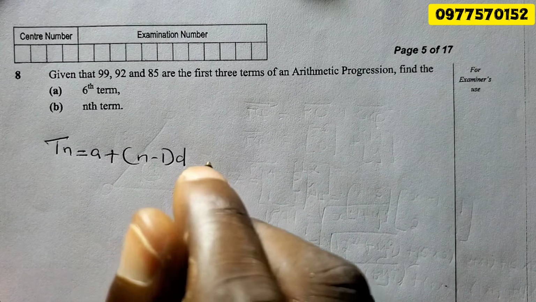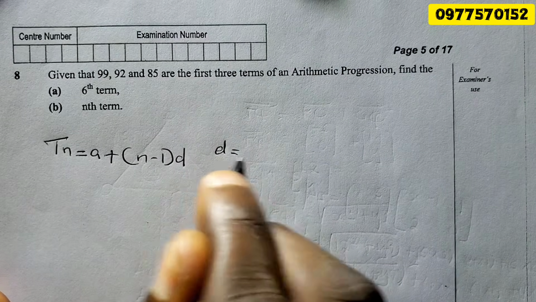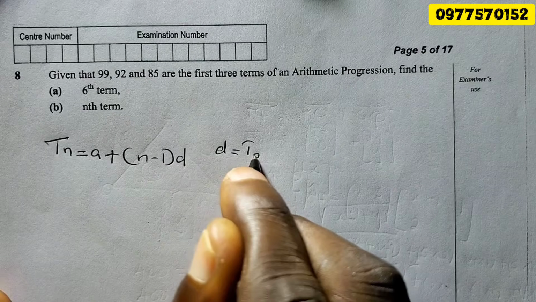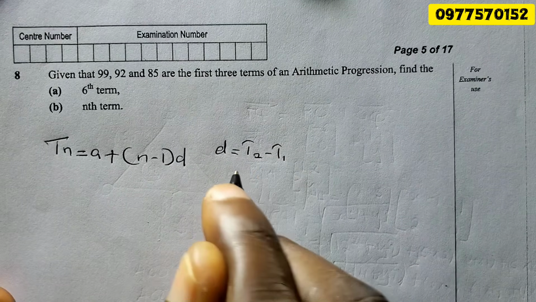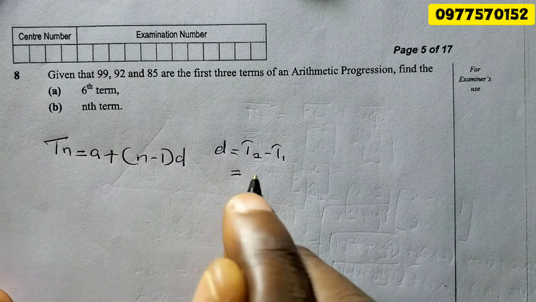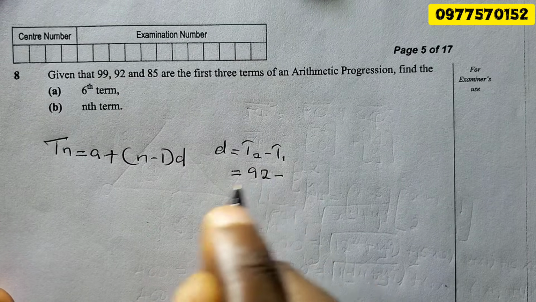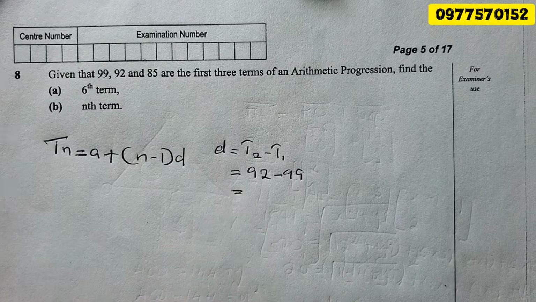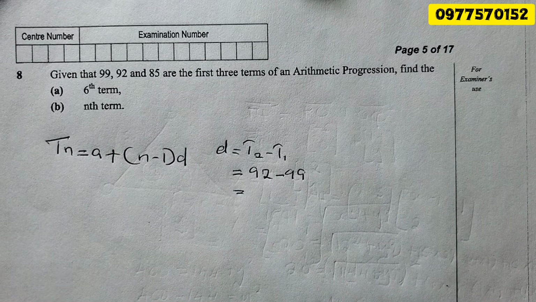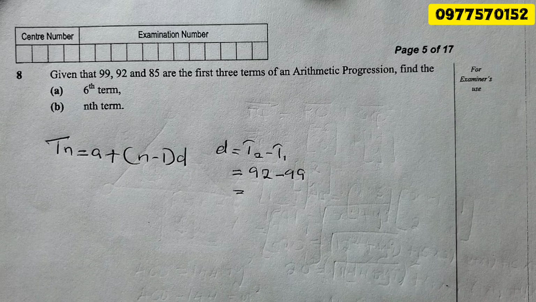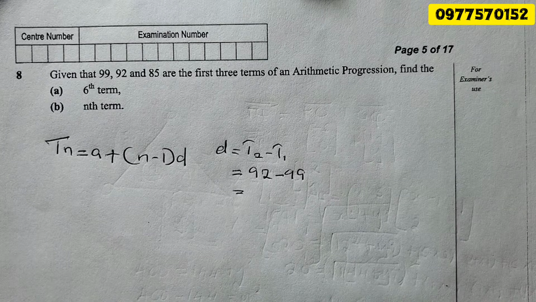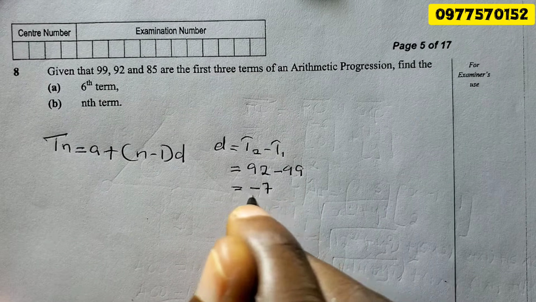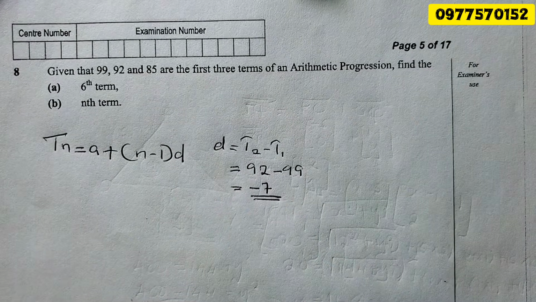So let's just find the D here. So D is equals to the first term, this T2 minus T what? T1. Okay, second term minus first term. So second term is 92. The first term is 99. Alright? So when you subtract there, 92 minus 99, what we're going to have is negative what? Negative 7. Okay? Negative 7. So the common difference is negative 7.